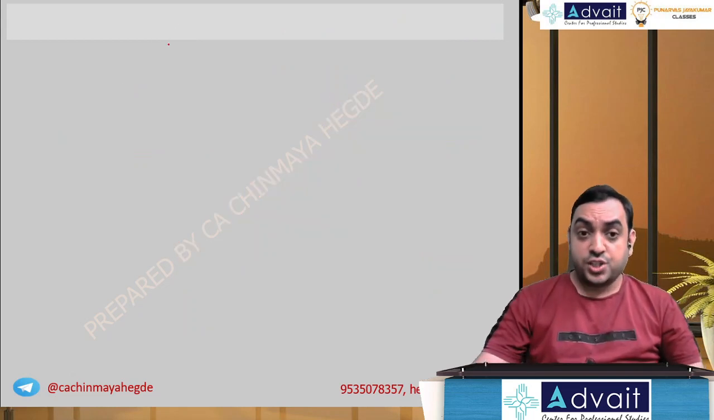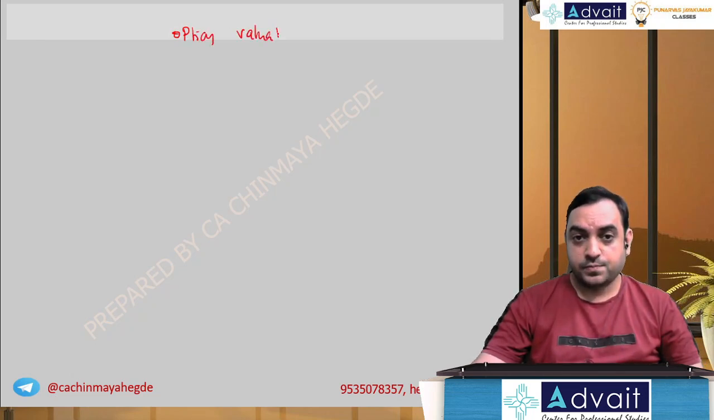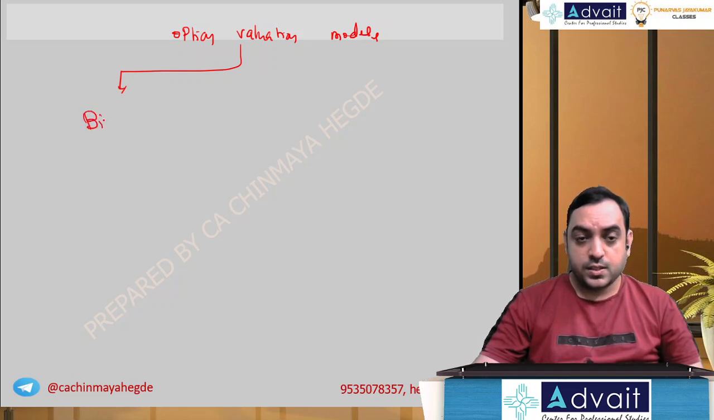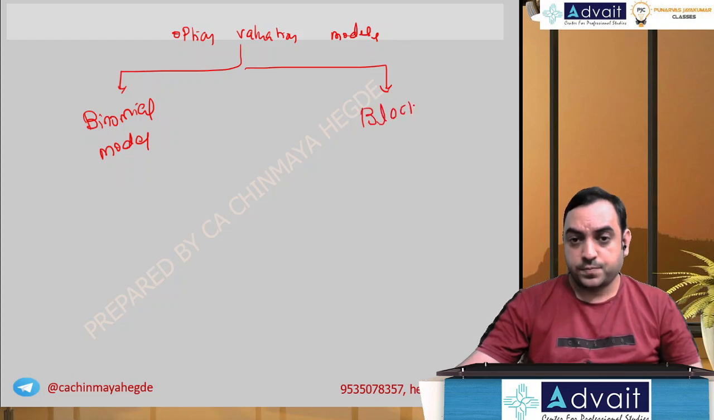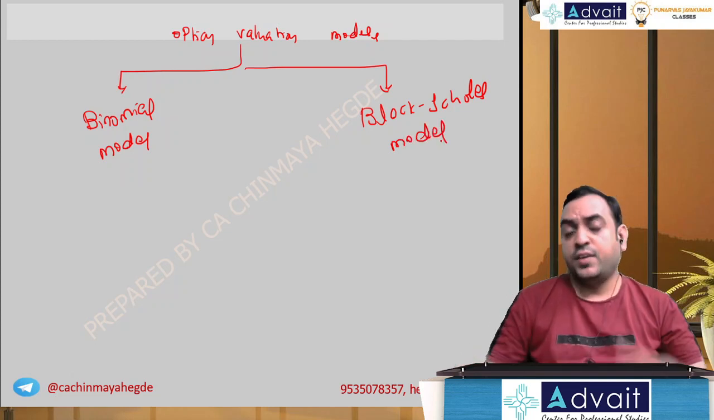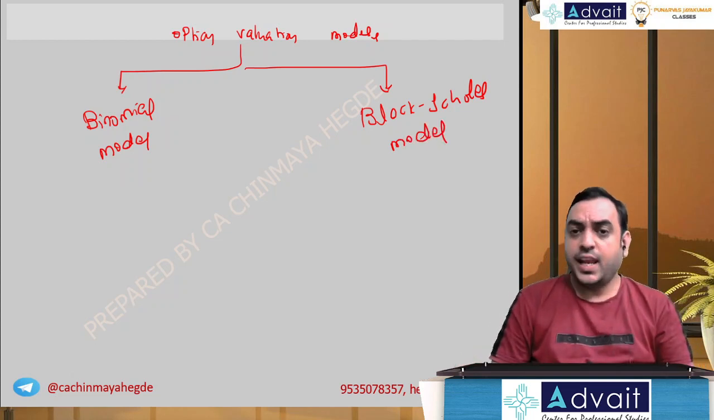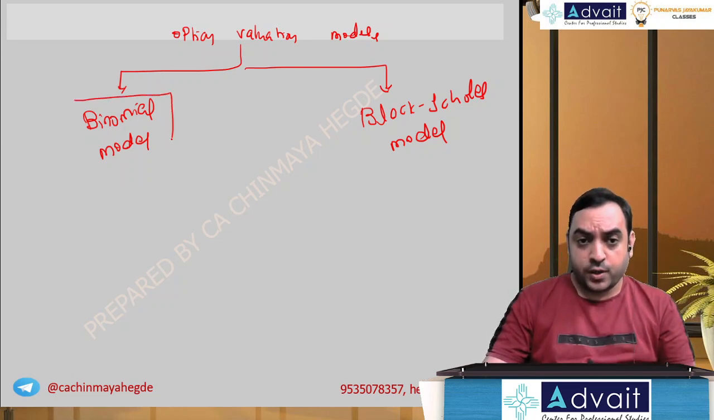Next, option valuation models. Broadly, we have two methods. One is binomial model. Then we have Black-Scholes model. Binomial model, and then we have Black-Scholes model. I'll explain both. Now, in binomial model, there are two approaches.